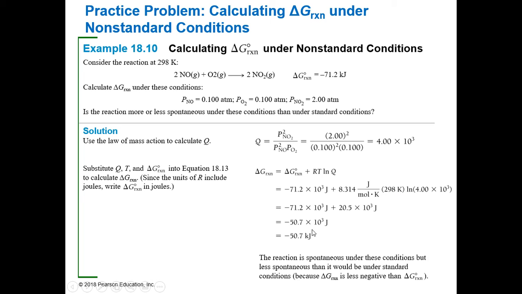Well, let's see. We compare this delta G value, negative 50.7, to negative 71.2. Which one's more spontaneous? Delta G is spontaneous when it's negative. The more negative one will be more spontaneous. So it looks like this reaction is more spontaneous under standard conditions than it is under these new pressures, because we got a less negative number. So it is less spontaneous.